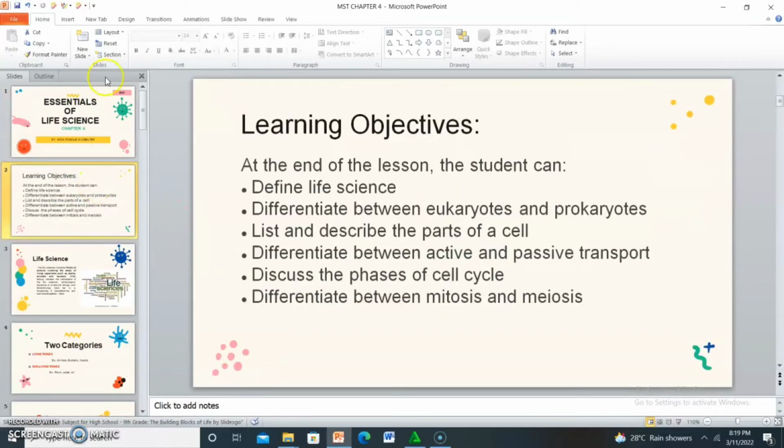Our learning objectives. At the end of the lesson, the student can define life science, differentiate between eukaryotes and prokaryotes, list and describe the parts of a cell, differentiate between active and passive transport, discuss the phases of the cell cycle, and differentiate between mitosis and meiosis.